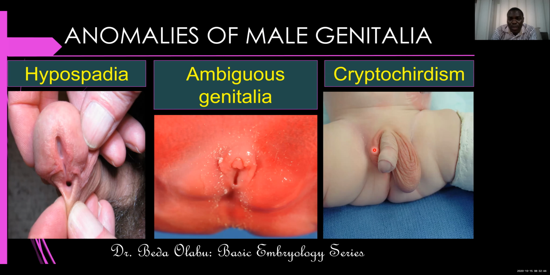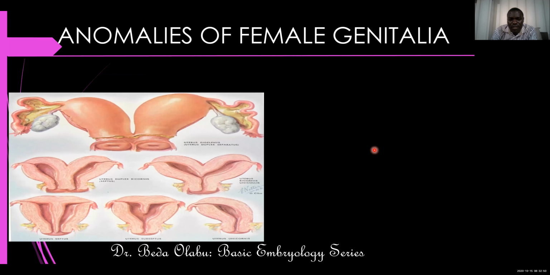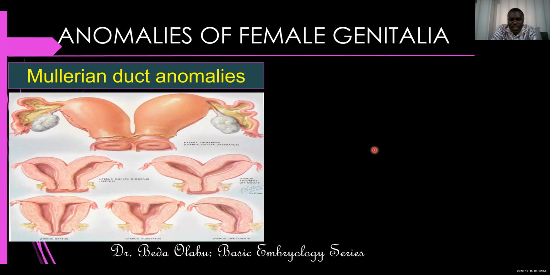Just like for male genitalia, you can also have abnormalities that affect the female genitalia. Most of these would be affecting the uterus, fallopian tube, cervix complex. Collectively, we call them Mullerian duct malformations. Could be double uterus, like the one you see up there, double cervix, double vagina, and perhaps double husband.